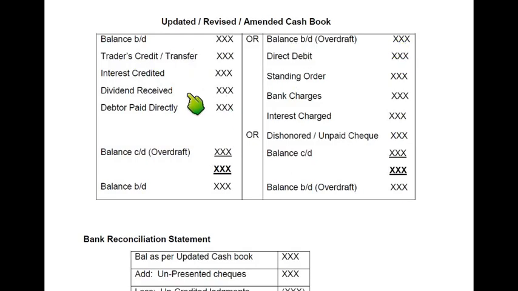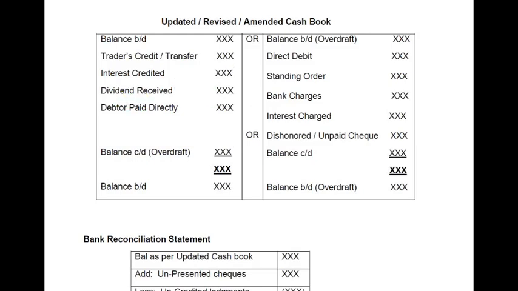Now let's move to the transactions. Traders credit or transfer. These are some sample transactions that are mostly tested in exams. Traders credit, what does this mean? Some trader or some party deposited money in our bank account directly and we are unaware of it. As soon as we get to know that money has come to our account, we will be debiting our account. See, the bank has credited our account, which is why it is called traders credit. If the bank has credited our account, we will do the opposite: we will be debiting our account.